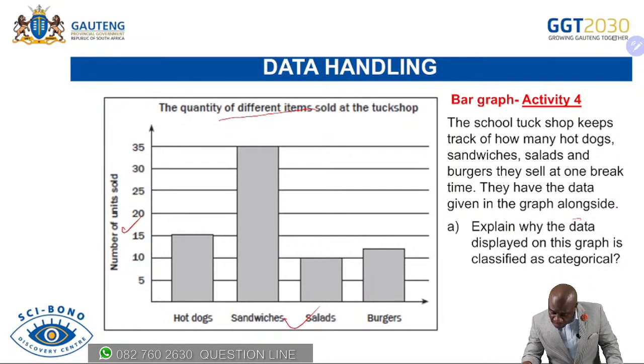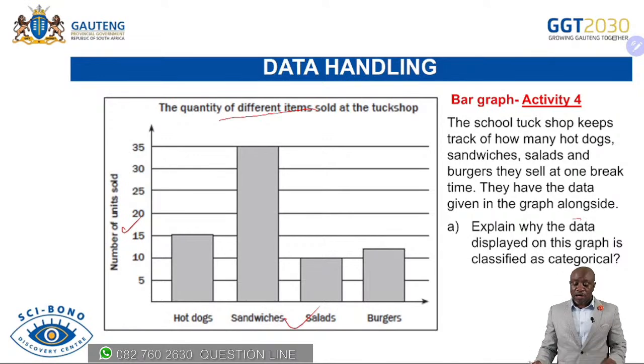I hope it comes clearly there. If it doesn't, we'll get that question. I'm reading it for you. Why is this data that is displayed here categorical data? I'll give you a minute to discuss that, and we come back and we discuss why we say that type of data is categorical. One minute only, not long.